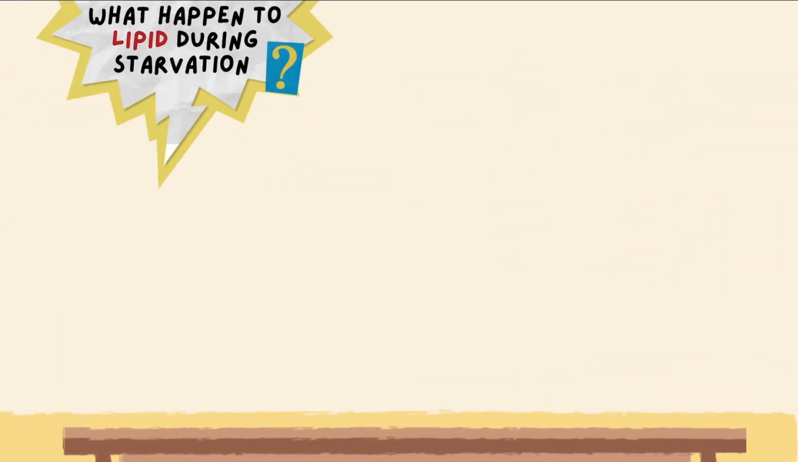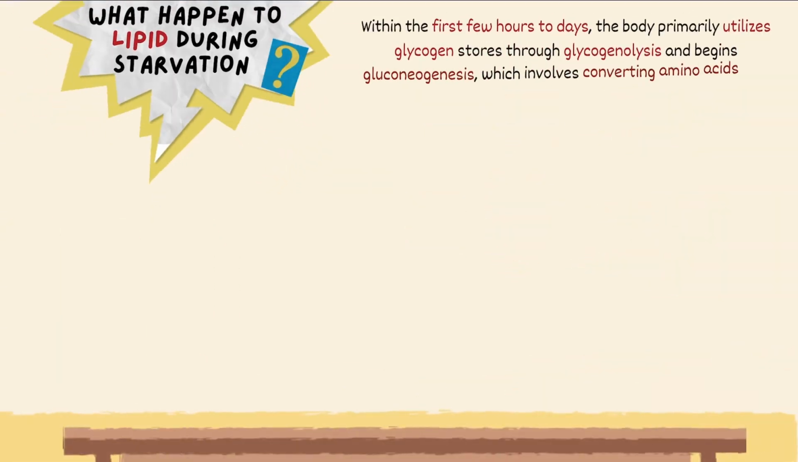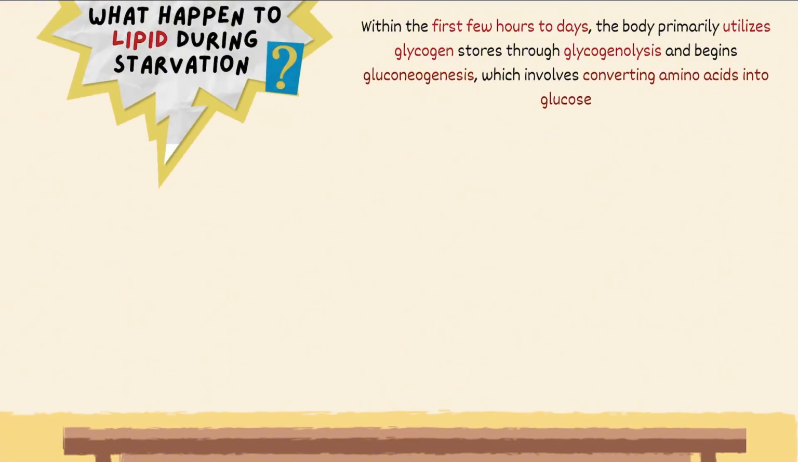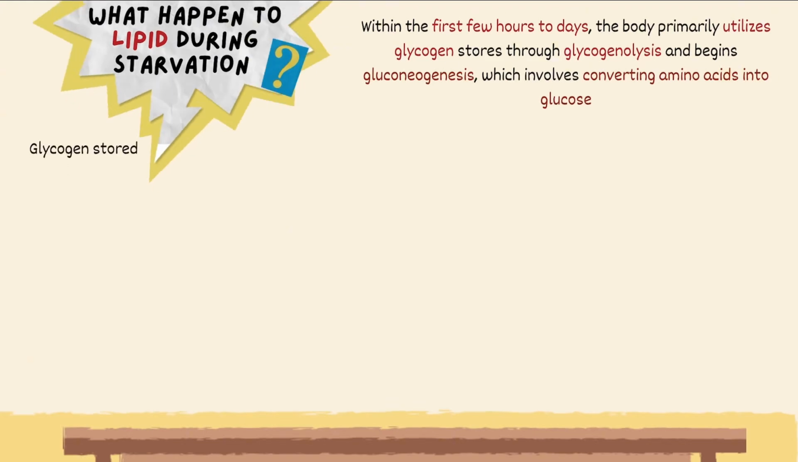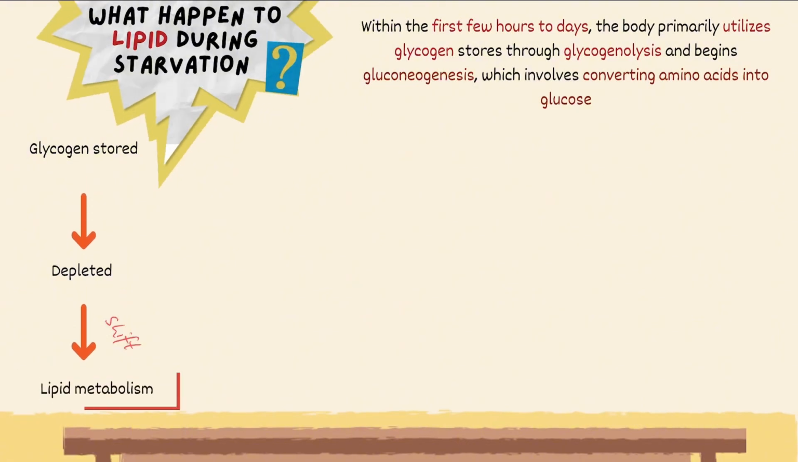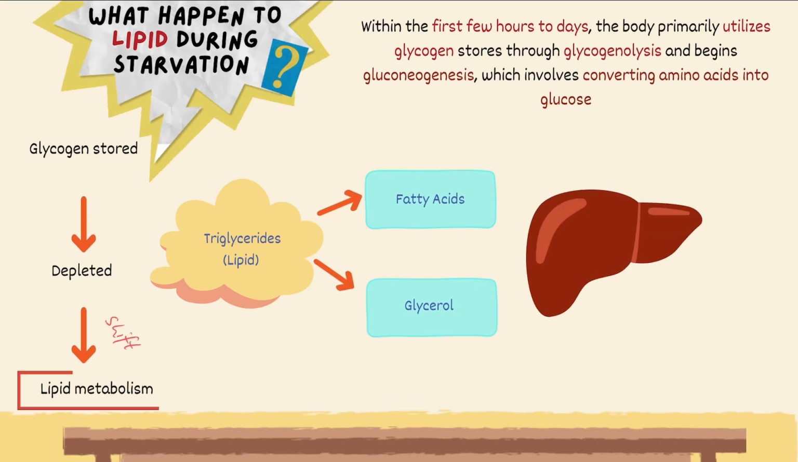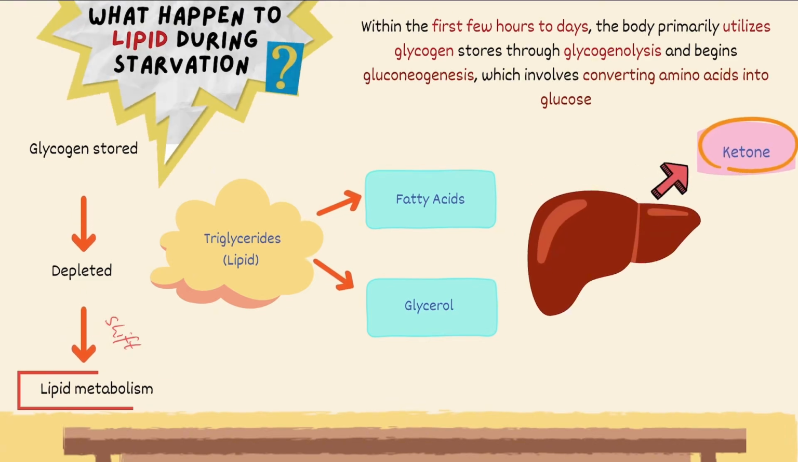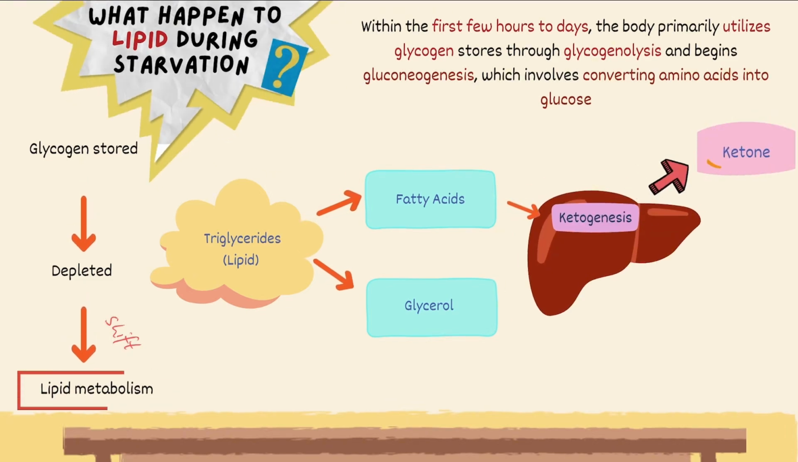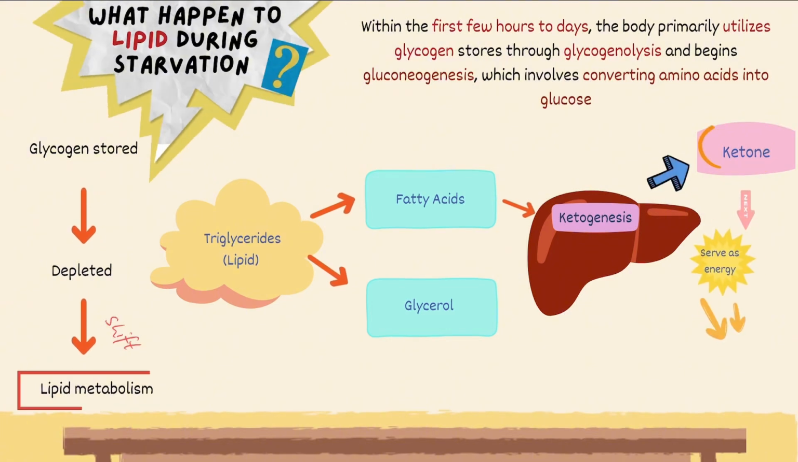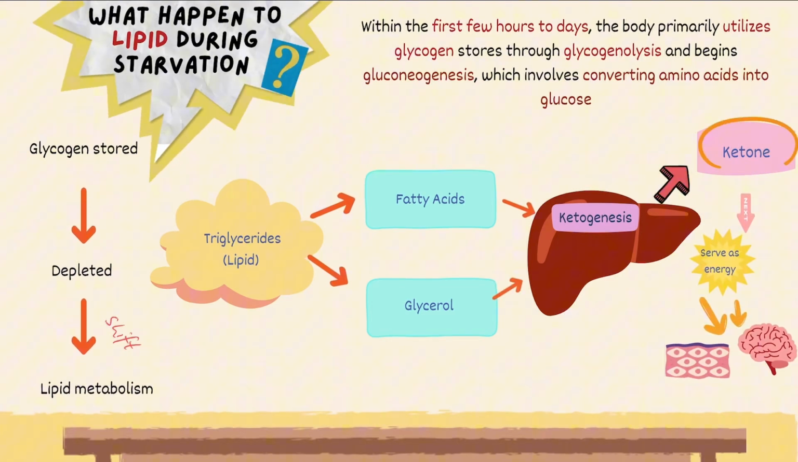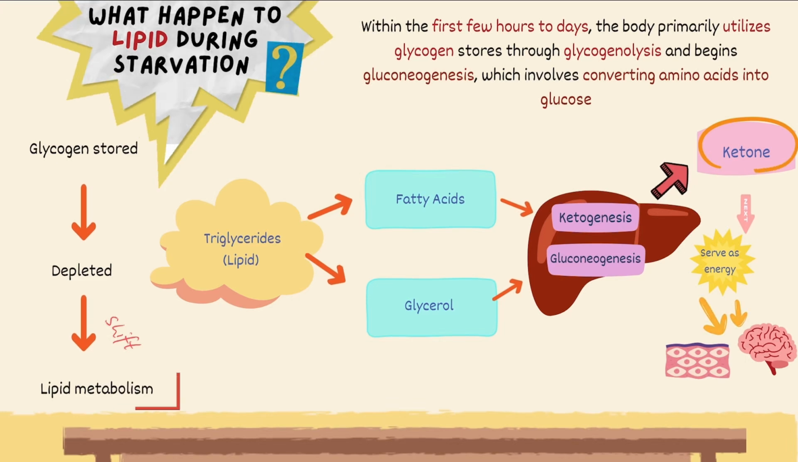What will happen to the lipid during starvation? For the first few hours to days, the body will use glycogen stores through glycogenolysis and begin gluconeogenesis. But after 2-3 days, glycogen stores will become depleted and prompt a shift to lipid metabolism. Triglyceride will break down into fatty acids and glycerol. In the liver, fatty acids will be converted into ketone bodies through ketogenesis. These ketone bodies will serve as an energy source for tissues and the brain, while glycerol will undergo gluconeogenesis to produce glucose.